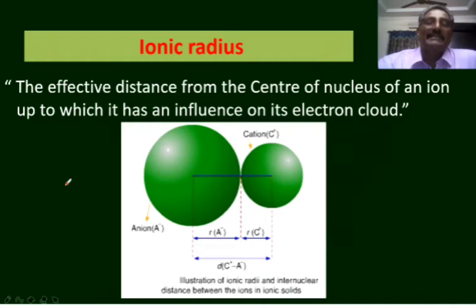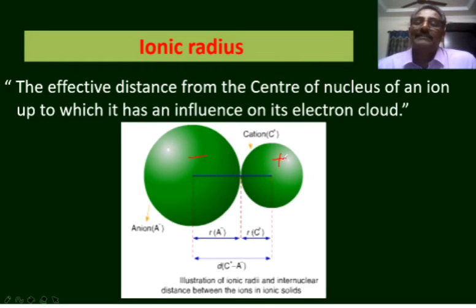Next, ionic radius. That is the radius of an ion. The effective distance from the center of the nucleus of an ion up to which it has an influence on its electron cloud is known as the ionic radius. Suppose there are two different ions in an ionic compound. For example, sodium chloride. In an ionic compound, there are two ions, a cation and an anion. This is a positively charged ion, this is a negatively charged ion.